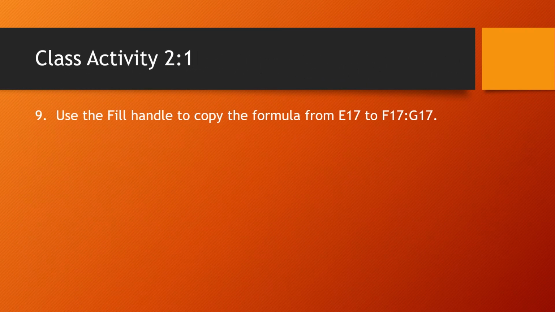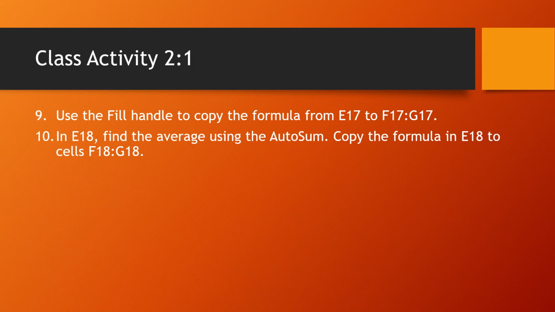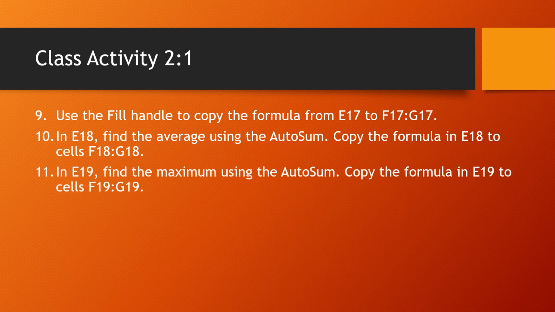Use the fill handle to copy the formula from E17 to F17 and G17. In E18, find the average using the AutoSum. Copy the formula in E18 to cells F18 and G18. In E19, find the maximum number using the AutoSum. Copy the formula in E19 to cells F19 and G19.